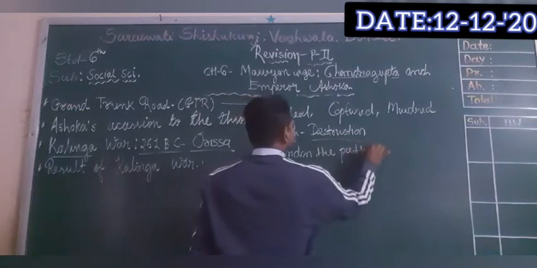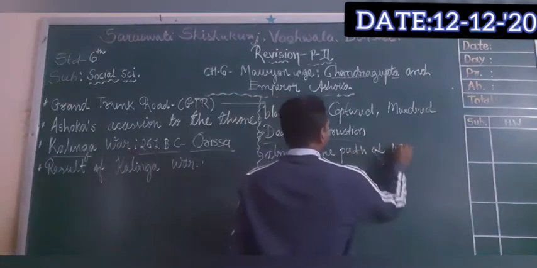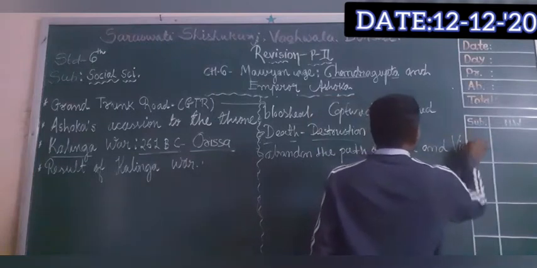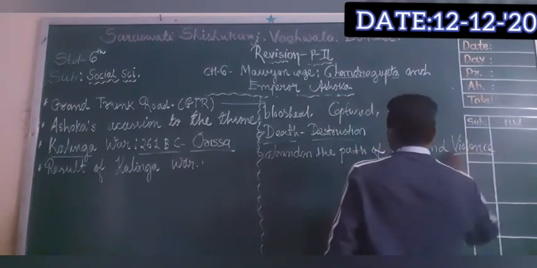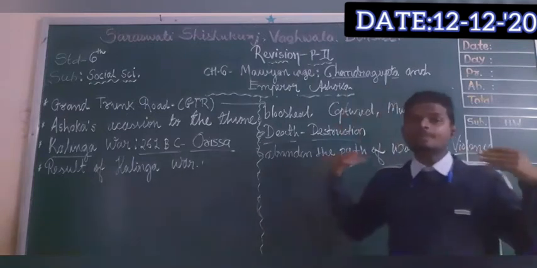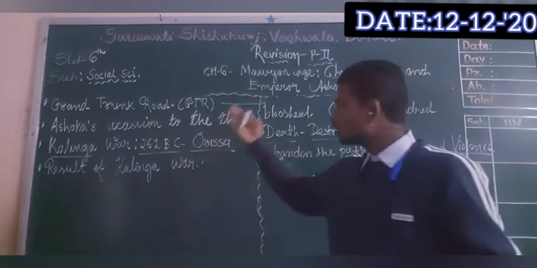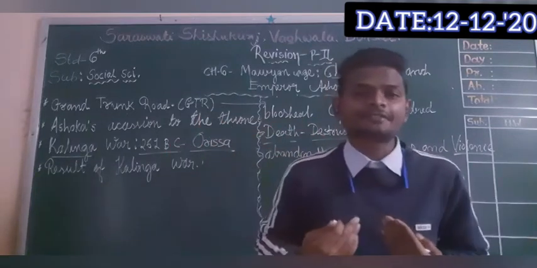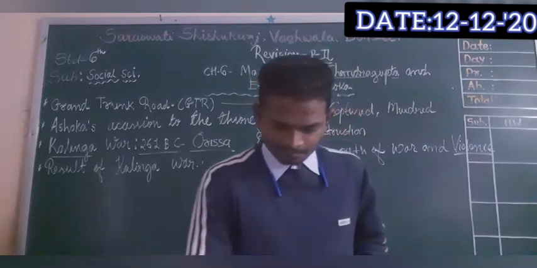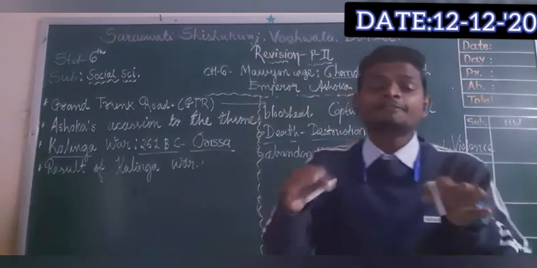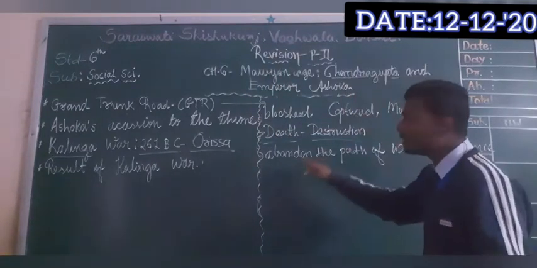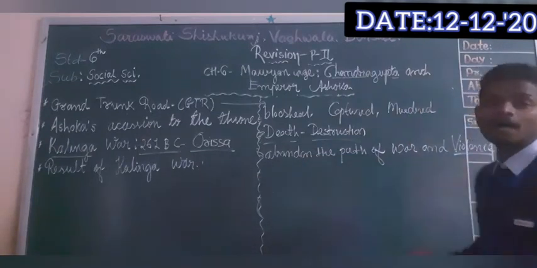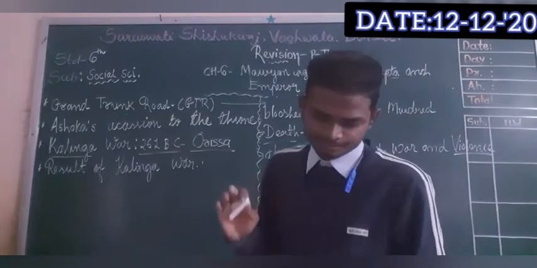Path of war and violence. He was affected by the deep impact of the Kalinga war that ruined their inner life, dear students. And that's why he finally decided to abandon the path of war and violence, dear students.